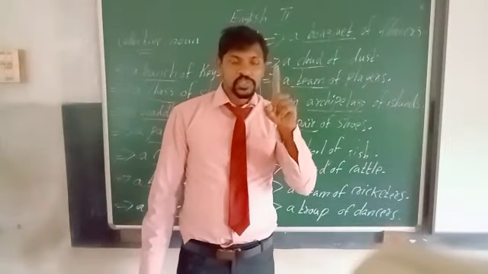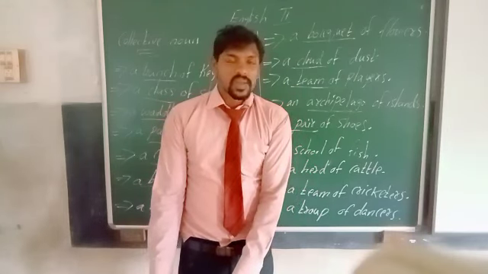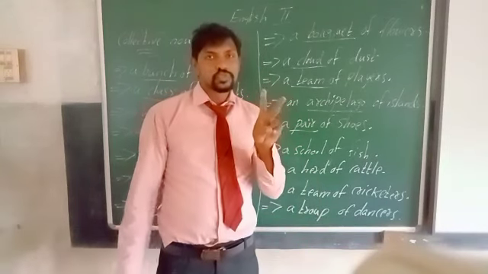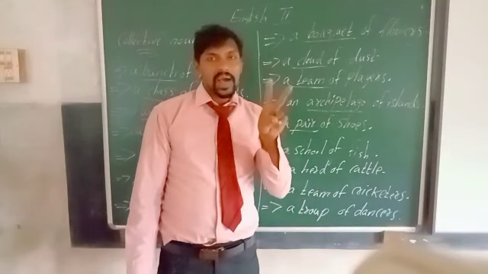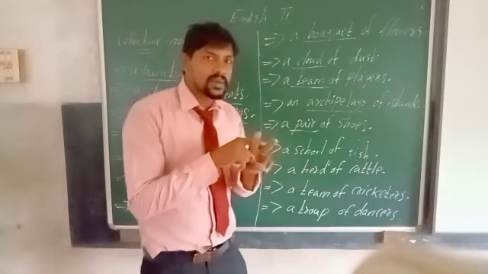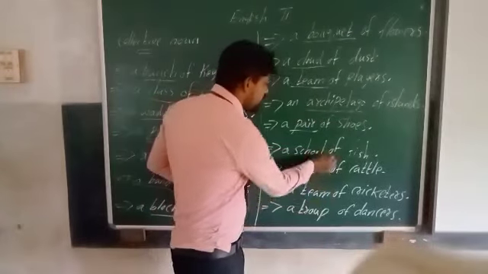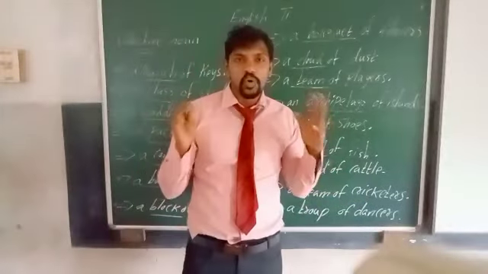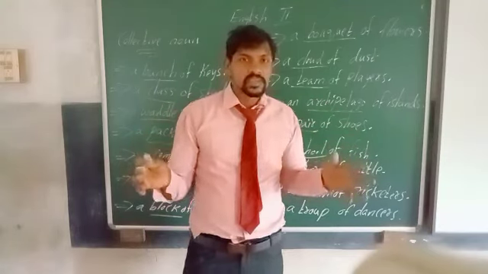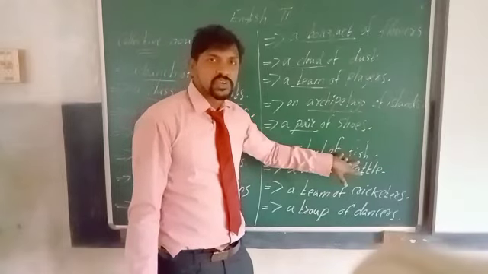A pair of shoes. If you have one shoe, you can't wear it on your leg, okay? So two shoes you can wear. Two shoes, that is a pair. One plus one is a pair, right? A pair of shoes. A school of fish. If there is more number of fish in a pond or in the sea, we will call it a school. A school of fish, right?